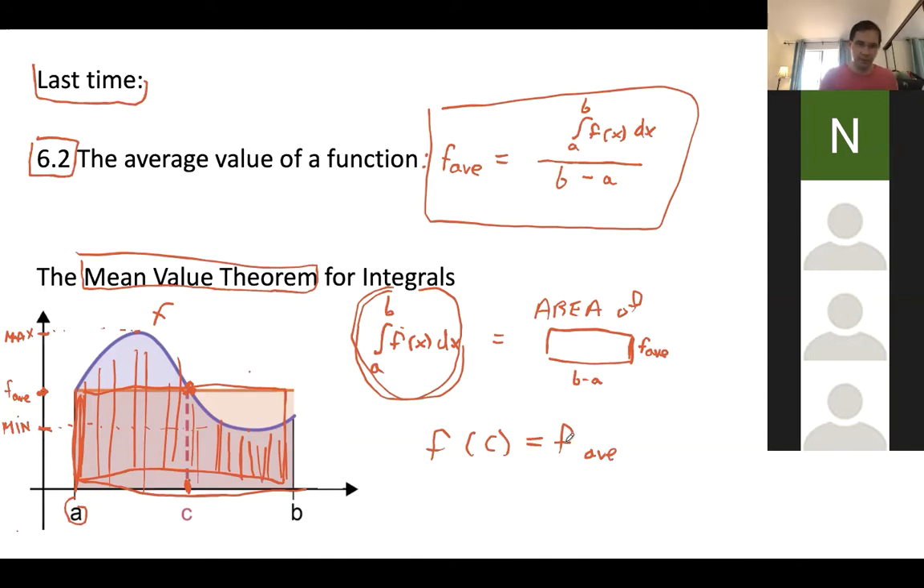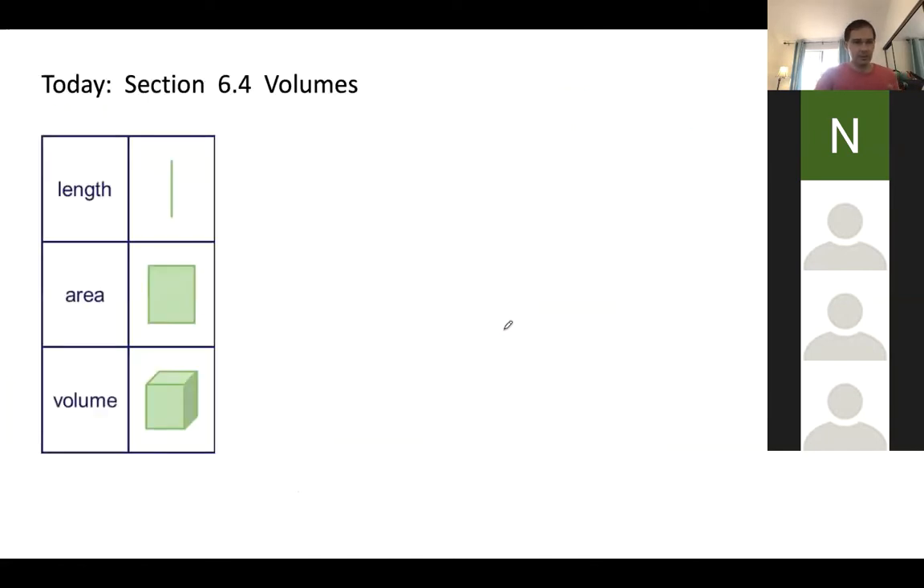Okay, so that was a very quick reminder of what we did last time. That was section 6.2. Today we would like to do a new section, and that's the section about volume. So today we'll be doing section 6.4.